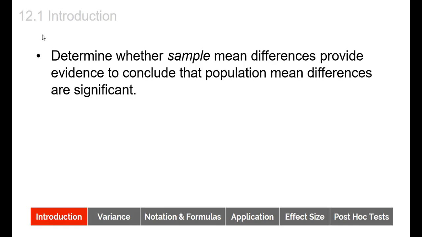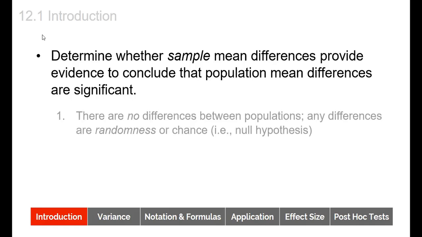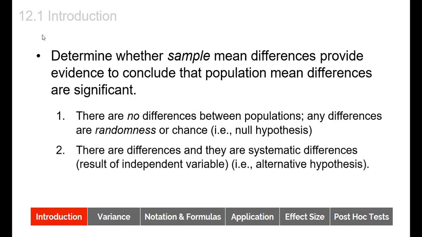We're not saying that these samples are different. We're saying that the populations that these samples came from are different. So we could say that there are no differences between populations. Any differences are due to randomness. So this is our null hypothesis, would be to say that all of the groups are the same basically in their means. Or we might have an alternative hypothesis that says that there are differences and they are the result of the independent variable. There are systematic differences. So these are going to be the 2 types of hypotheses that we're going to be using.